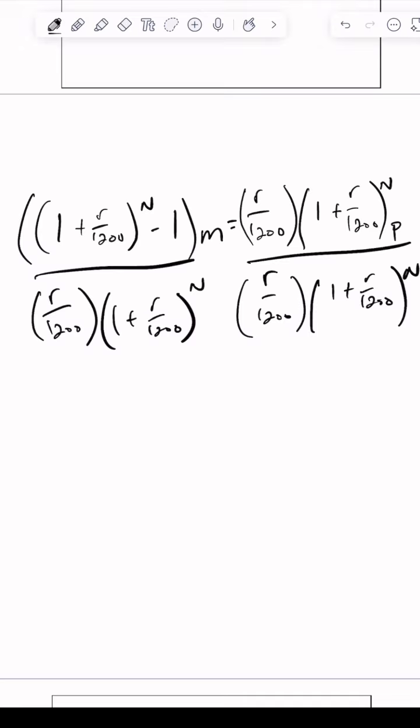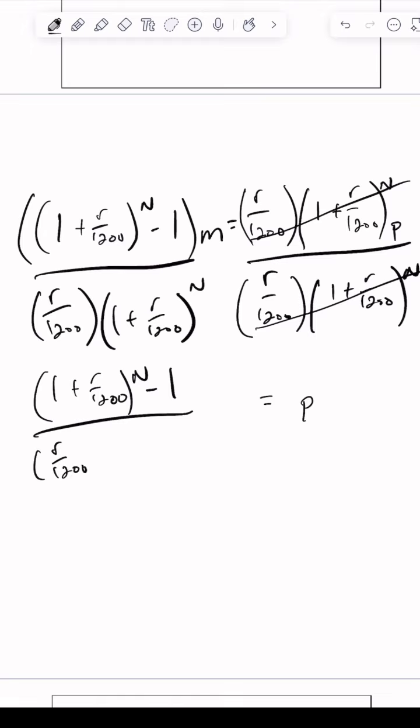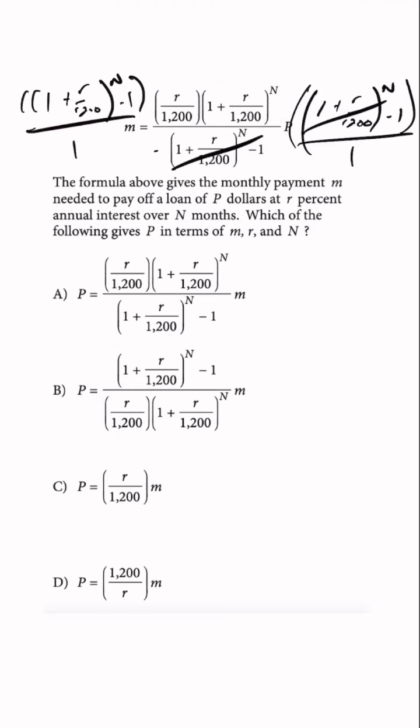And once we do that, over here on the right, just like the last step, we have the same thing on top and bottom. So they're going to cancel out and leave us with just p on this side. And over here on the left, we're going to have 1 plus r over 1200 raised to the power of n minus 1 over r over 1200 times 1 plus r over 1200 raised to the power of n times m. So now if we just go back to our answer choices, we should see that letter B would be our answer.